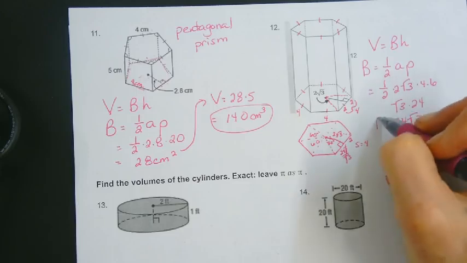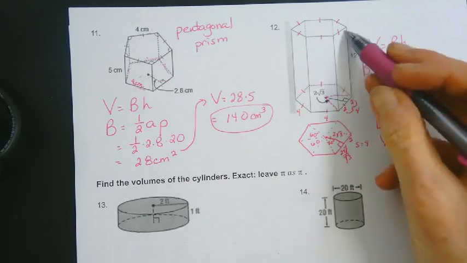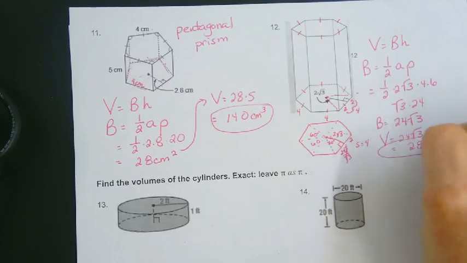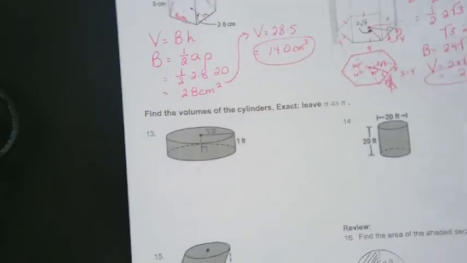Now to find the volume, we'll take that 24 rad 3 and multiply it times the distance between them, the height, which is 12. So that is equal to 24 times 12, which is 288 rad 3. There's no units, so we'll just leave it like that. Okay, number 13. Find the volumes of the cylinders. Now, cylinders are just like prisms.